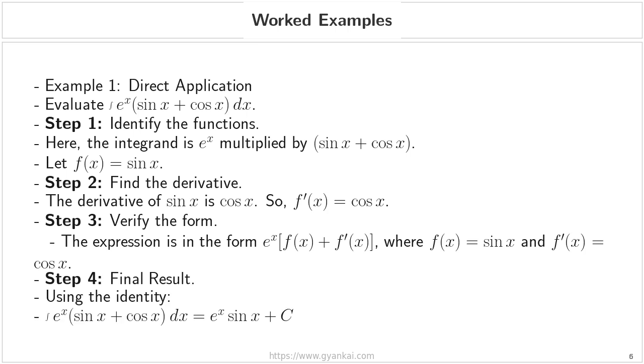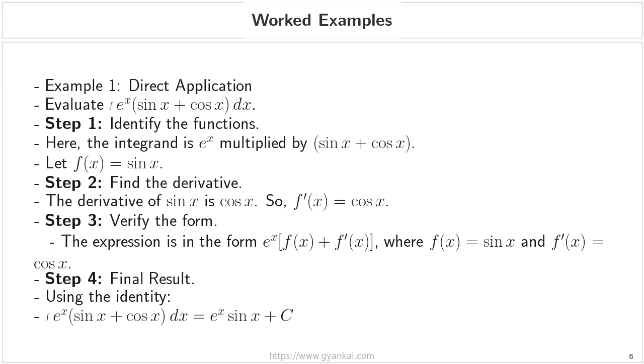Step 4. Final result. Because we've verified the form, we can directly apply our identity. The integral of e to the power of x multiplied by sine x plus cosine x is simply e to the power of x multiplied by f of x, which is sine x, plus our constant of integration, c. So, the final answer is e to the power of x sine x plus c.